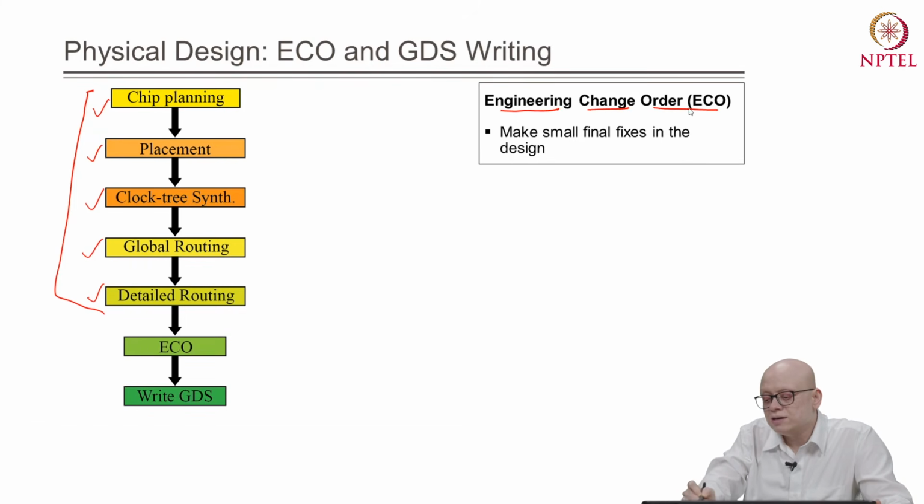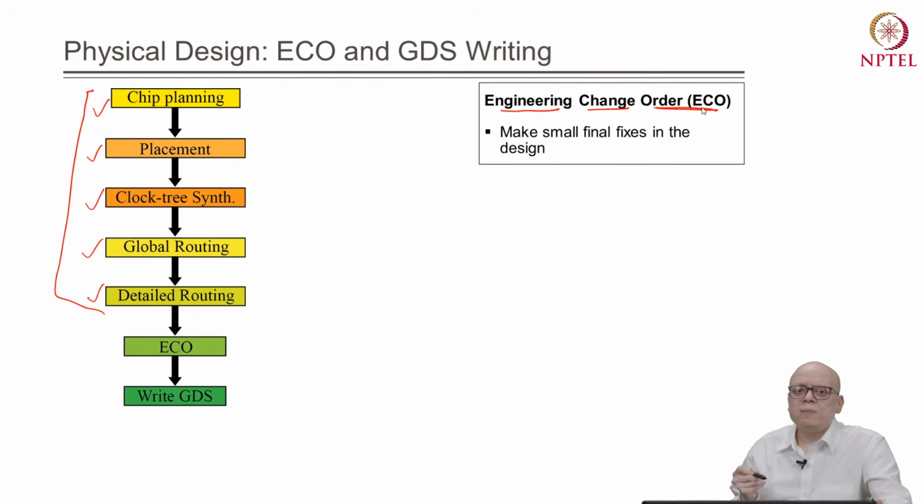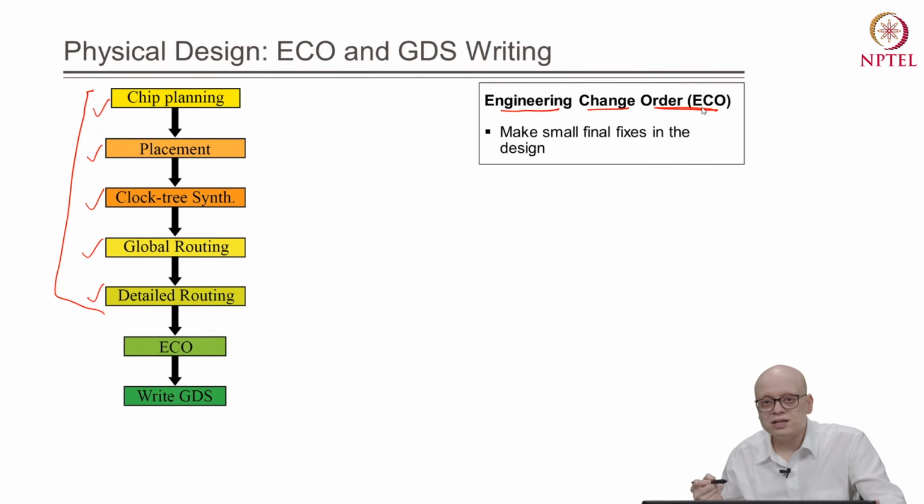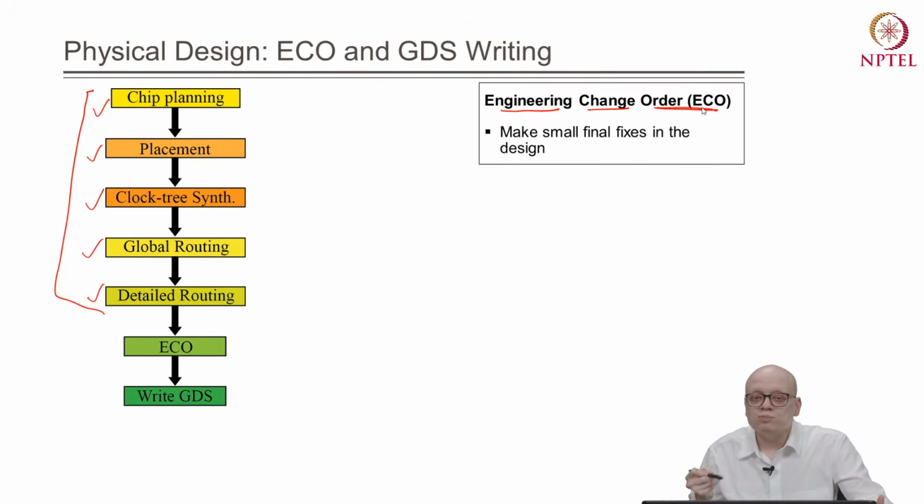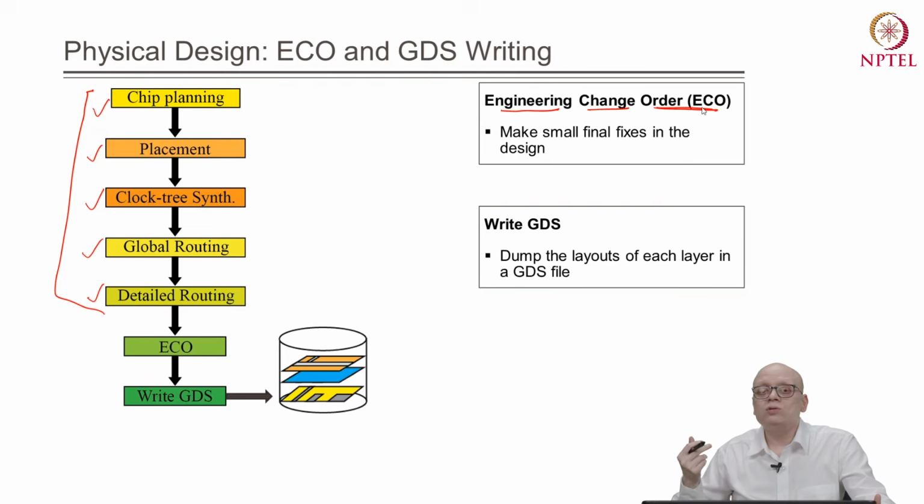So, this is a method through which we make controlled changes in our design. Why do we want to make controlled changes? Because at the last step we do not want to introduce any new bug, right, and that is why we have to be very careful. So, at the last stage small fixes are made to the design. And once we are done with those fixes, then our design is completely ready to be sent out to the foundry for fabrication, right.